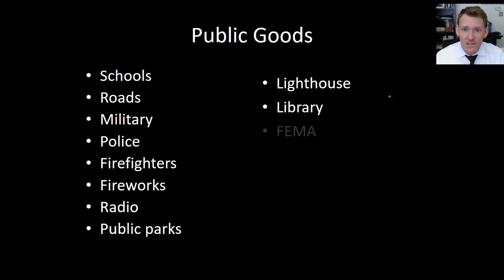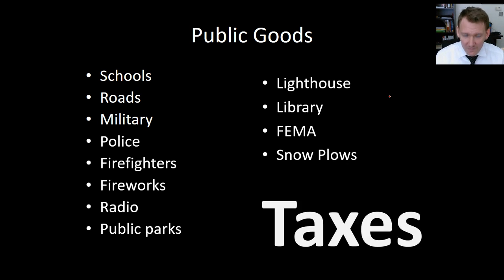A library, no one uses it all up. FEMA, Federal Emergency Management Administration, we don't use it all up. Snow plows, it's free, and we don't all use it all up. Now, when I say free, it's not really free because we got to pay taxes. Oh, there's always a catch. You said it was going to be free.